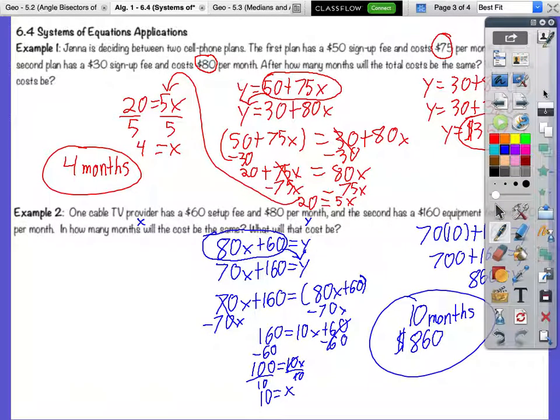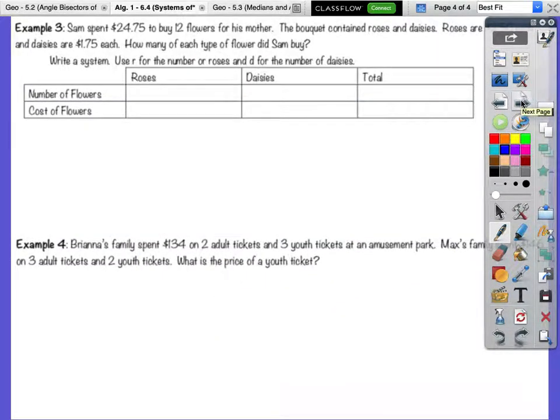Could we have also solved this with elimination? Yes. Would we have gotten the same answer? I sure hope so. As long as we did it correctly, we would have. Let's look at number 3 here. What we're going to do is work on setting it up and not solving. And then the same with number 4, because that's gonna give you guys some more work time to work on setting up and solving on your own.